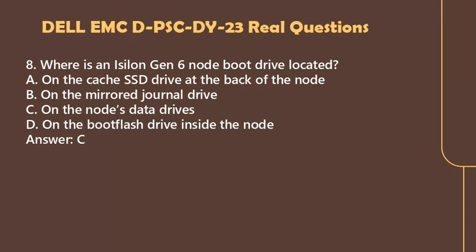8. Where is an Isilon Gen 6 node boot drive located? A. On the cache SSD drive at the back of the node. B. On the mirrored journal drive. C. On the node's data drives. D. On the boot flash drive inside the node. Answer: C.